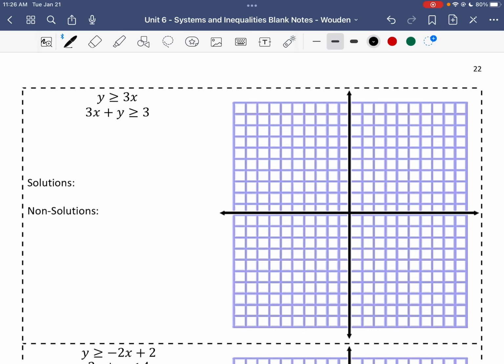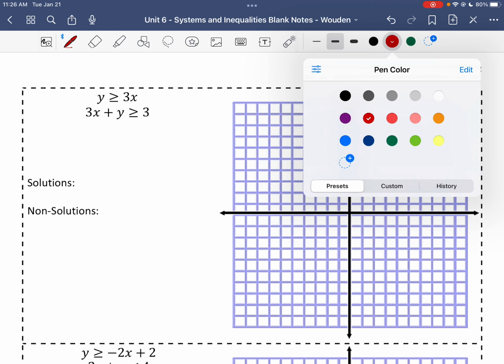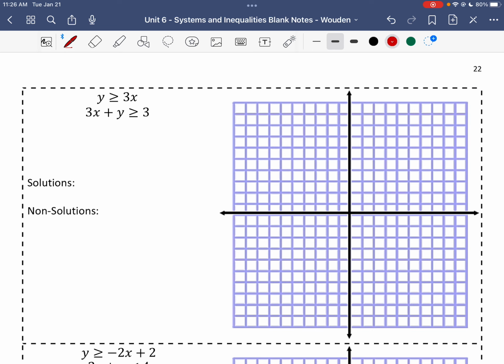We are going to graph these systems of inequalities, and we are going to find solutions and non-solutions. So I'm just going to keep using red and blue as my colors. So my first one's going to be red. Y is greater than or equal to 3x. You might be thinking, well, Mrs. Wooden, there is not a y-intercept. Yes, there is. It's just 0.